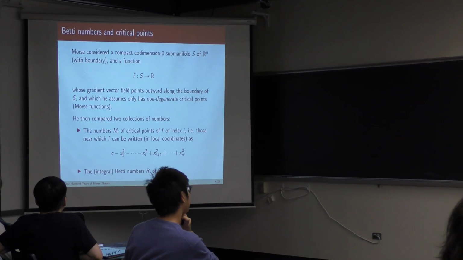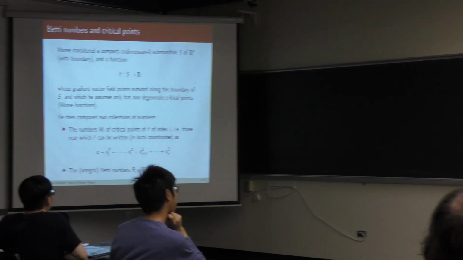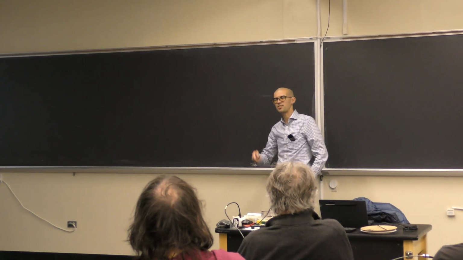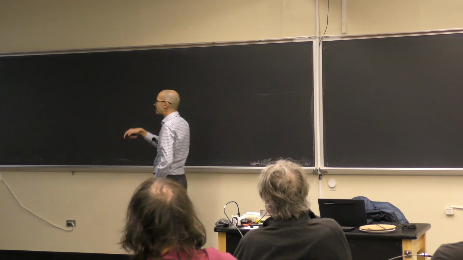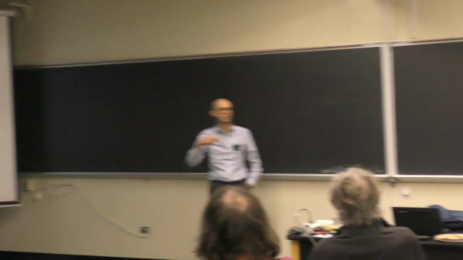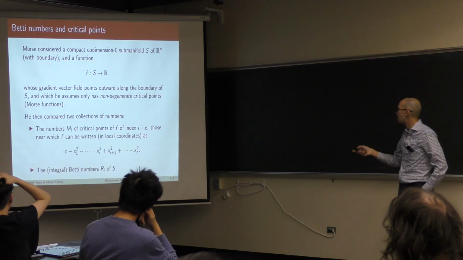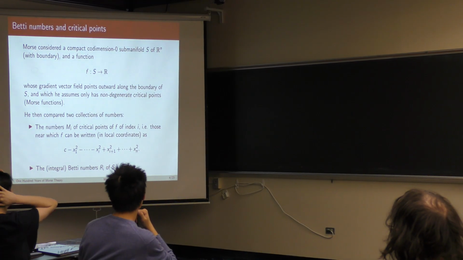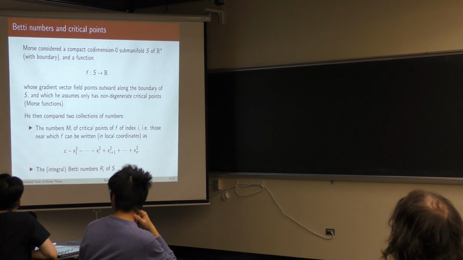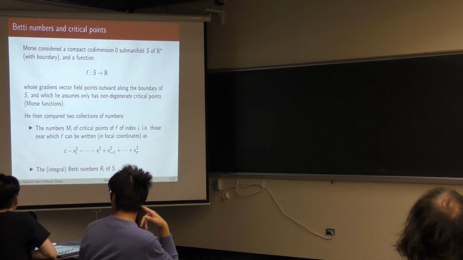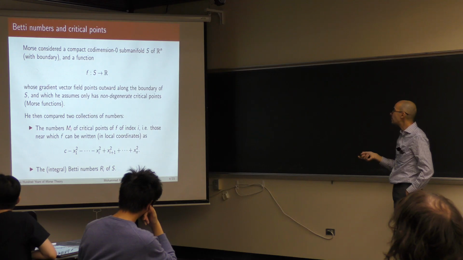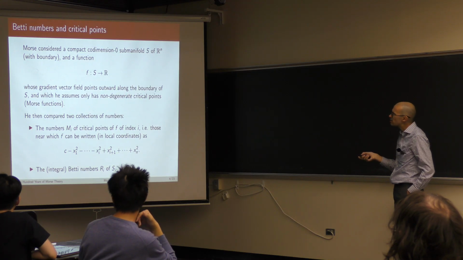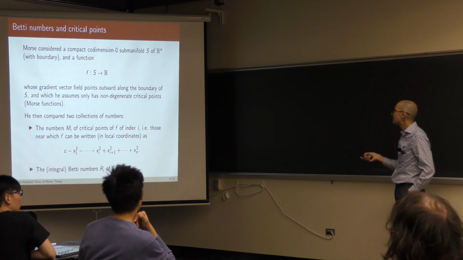And then he makes an assumption that is now standard, which is that the function has non-degenerate critical points. This is exactly what we teach in multivariable calculus, or maybe even first single variable calculus. You have a function, you look at the critical points, and generically when the derivative vanishes, the second derivative doesn't vanish, and that's this non-degenerate condition. And then he was interested in two kinds of numbers that appear. The first is the number m_i, using his terminology, of critical points of index i.